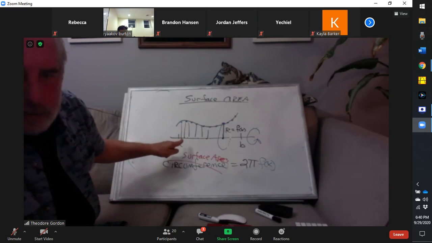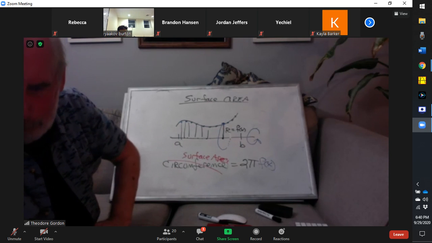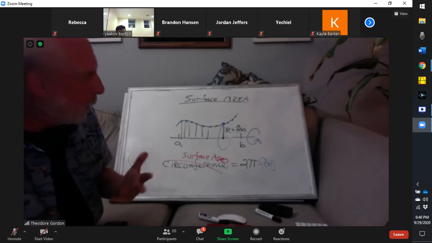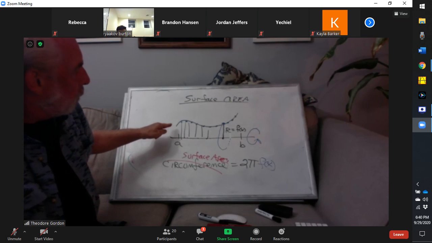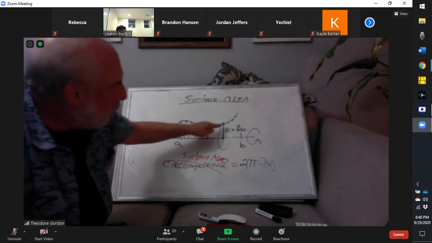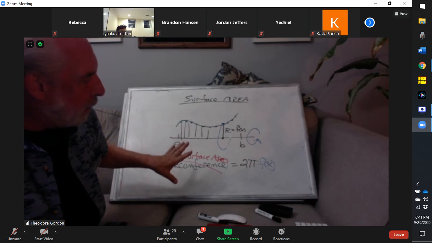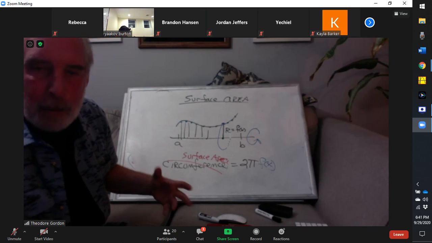How many points do we have from A to B? How many points are there? Infinite? Infinite, exactly. Infinite comes into all of this. So we're going to swing around all the infinite quantity of blue dots. They're all going to make circles. We're going to do the radius, the circumference, the surface area of all of them, and then add them all up together.